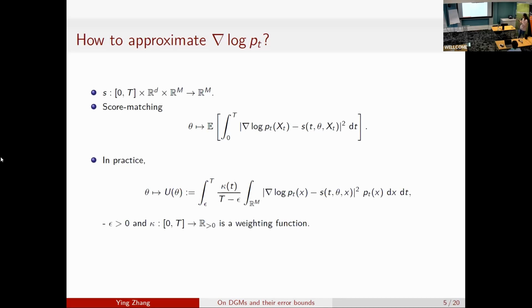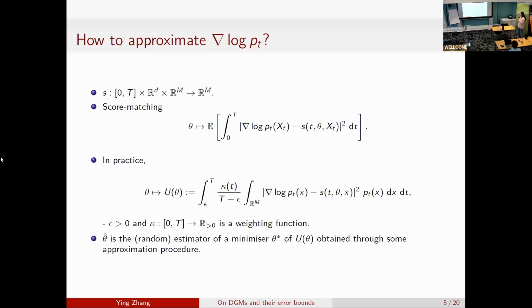And in practice, we slightly modify this type of objective function, and we involve this weighting function denoted by kappa. So now the objective function becomes this integral of kappa divided by t minus epsilon, multiplied by, again, this integral. Here, this epsilon is some constant greater than 0 and is this early stopping thing, because according to my understanding, in this type of optimization procedure, in some cases, without introducing this early stopping, the objective function is not well defined, it is infinite when t tends to 0.